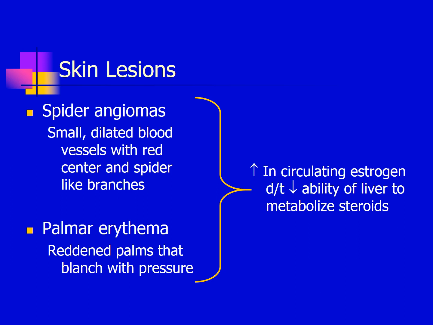So what do you see with the skin? Small dilated blood vessels, palmar erythema, and all this is happening because there's increased circulation of estrogen due to a decreased ability of the liver to metabolize steroids. Next slide.